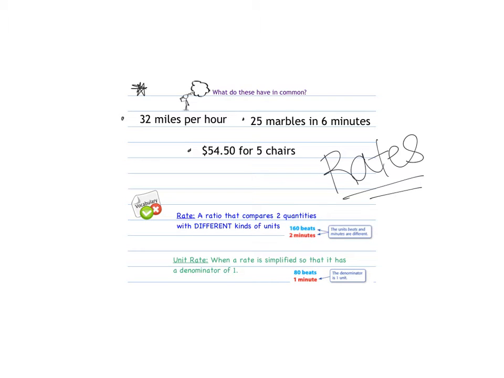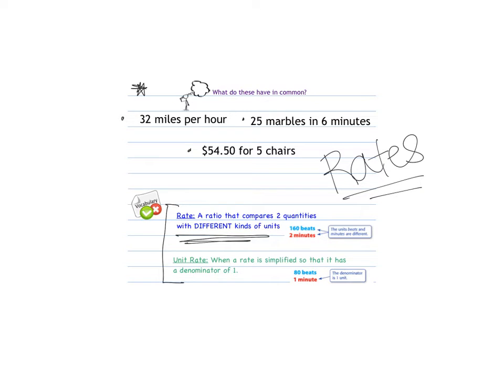So you might want to write a couple examples of rates. And then here are some definitions that I want you to write down. A rate is a ratio that compares two quantities with different kinds of units. So we talked about ratios. Ratios can be the same units or they can be different units, but rates are comparing different units.